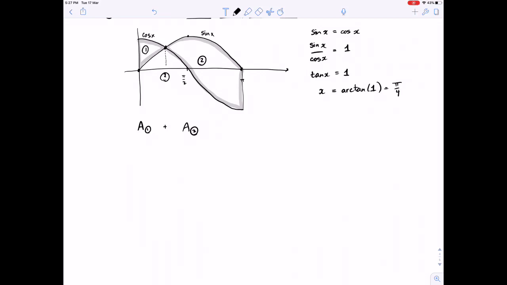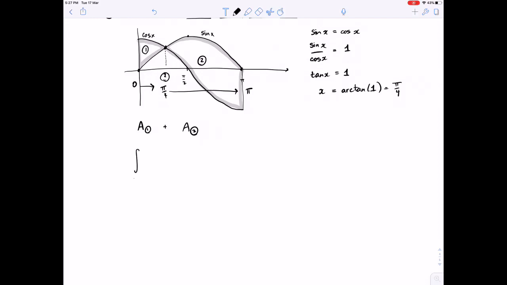So the value that we're looking for here, the intersection value, is pi over 4. So our first region is going to go from 0 to pi over 4, and our second region is going to go from pi over 4 to pi. So let's set up those integrals.